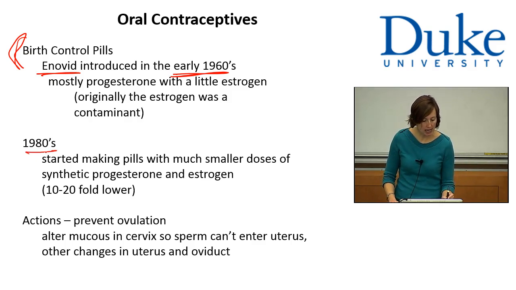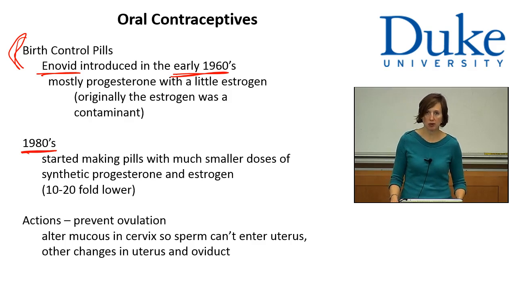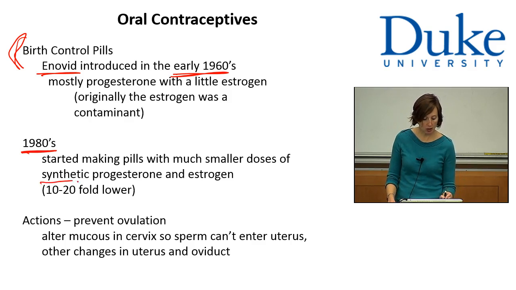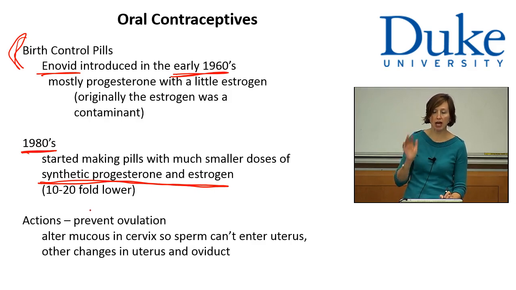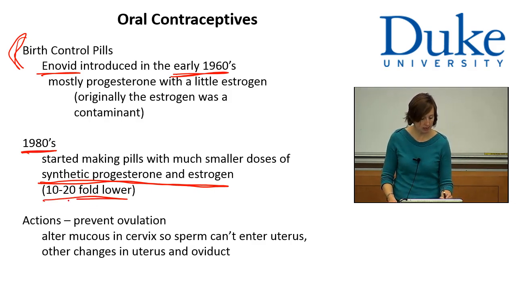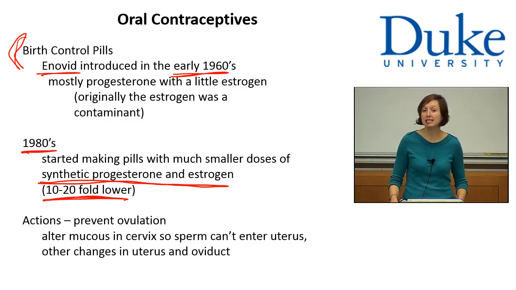In the 1980s, there was a big change with birth control pills because they started to be made with synthetic hormones, which allowed much smaller doses of hormones because they had a much higher half-life. So these pills in the 80s had 10 to 20-fold lower levels of hormones than the earlier pills and caused fewer side effects as a result.